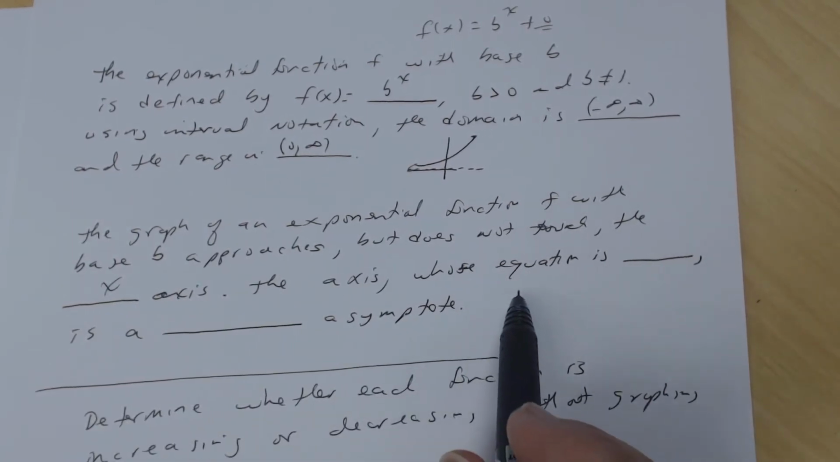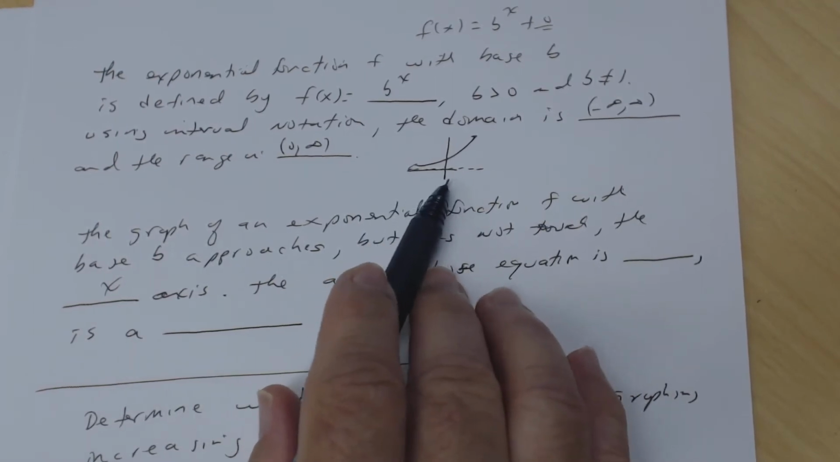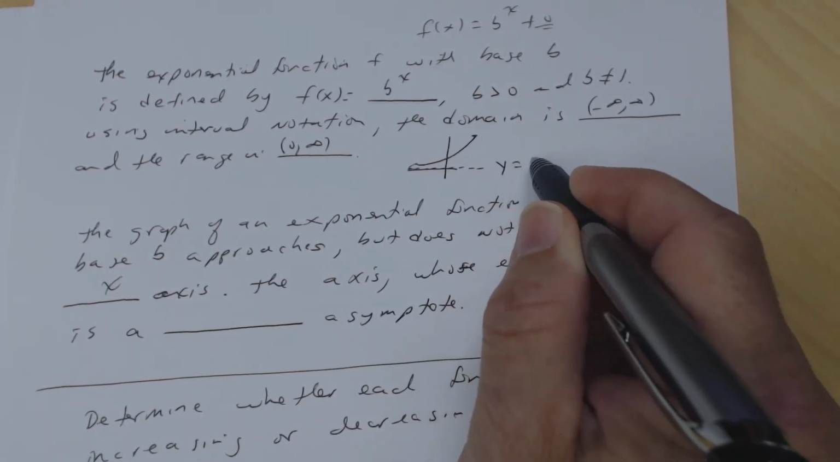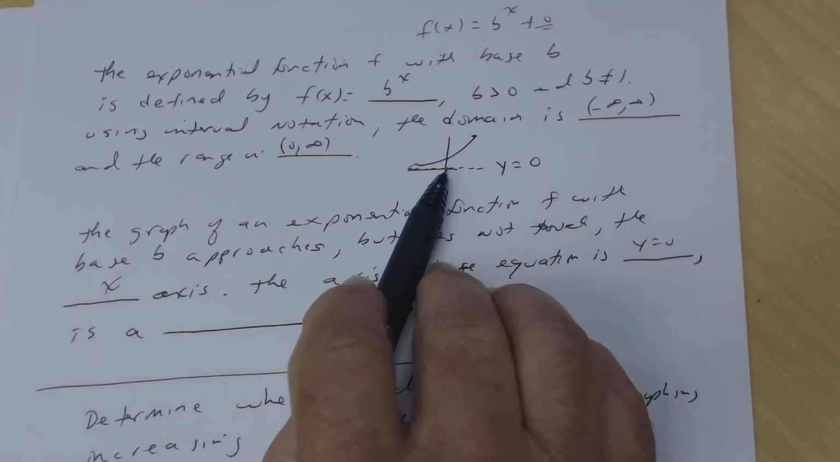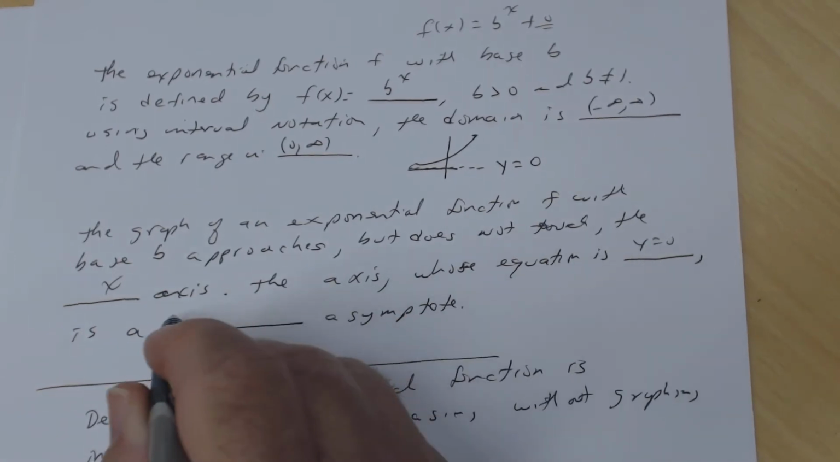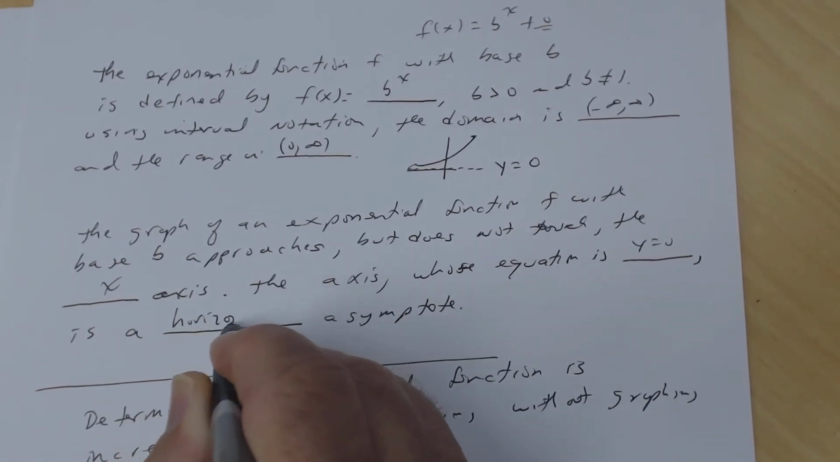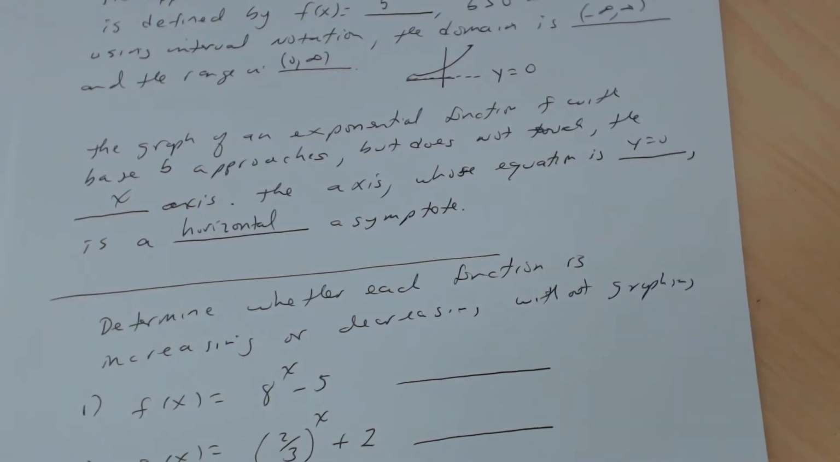The x-axis has the equation y equals 0, because remember, it crosses the y-axis at 0 right here. And it is called a horizontal asymptote. Okay, horizontal asymptote.